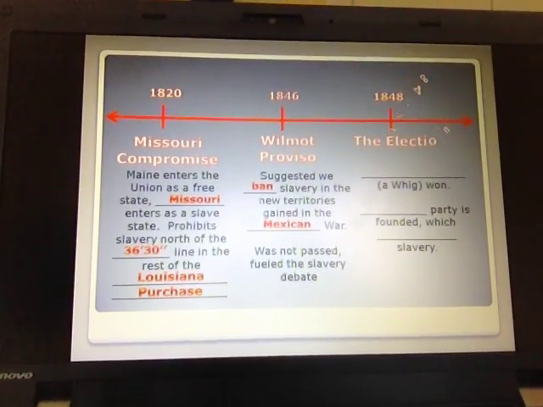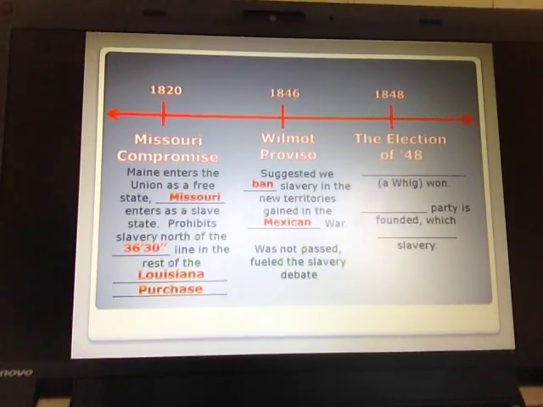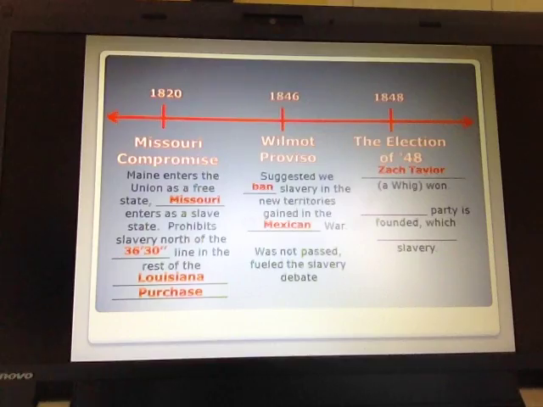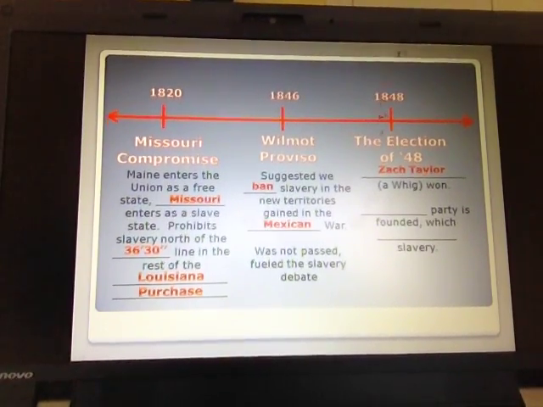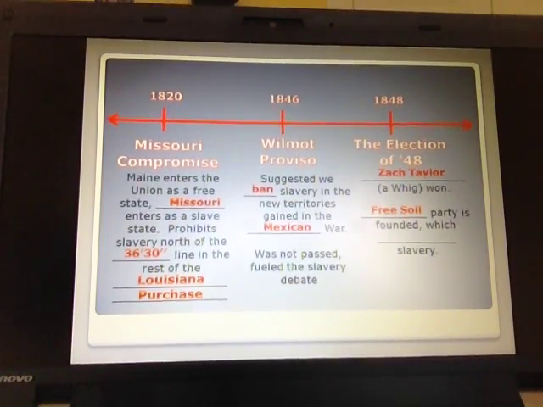In 1848, we have an election, creatively called the Election of 48. The hero of the Mexican War wins. His name is Zachary Taylor. He was a Whig. He's going to be the last Whig elected before the party dies out. Some other new parties are going to be founded too, one of which is the Free Soil Party.